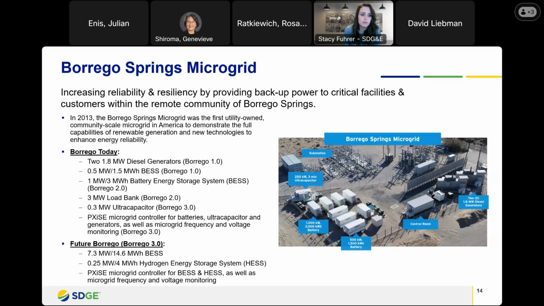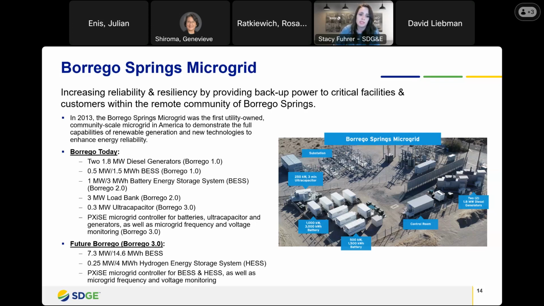in the community. And as we start to transition into Borrego 3.0, we have added a 0.3 megawatt ultra capacitor to the microgrid yard. We have also recently deployed the PICE microgrid controller at all of our existing assets. So both batteries, the ultra capacitor, and our generators. And that microgrid controller allows us to operate the microgrid with the different technologies at once. It also allows us to get to remote operation in a planned outage situation.